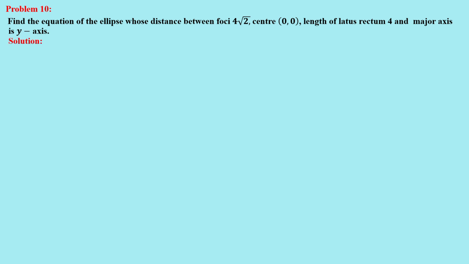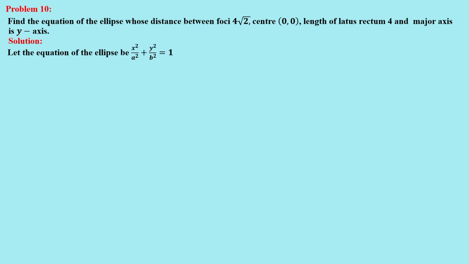So here focus is S (0, b), right, and S dash (0, minus b). If the major axis is the x axis, then (ae, 0) and (minus ae, 0). Note that is the difference. And similarly, the latus rectum, suppose x axis is the major axis, then 2b square by a is the length of the latus rectum. But in this case, because y is the major axis, it is 2a square by b, so you have to change accordingly.